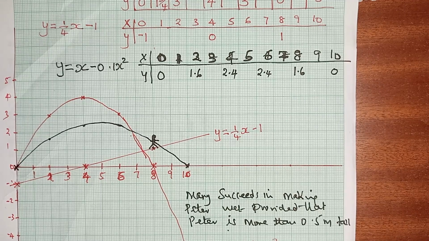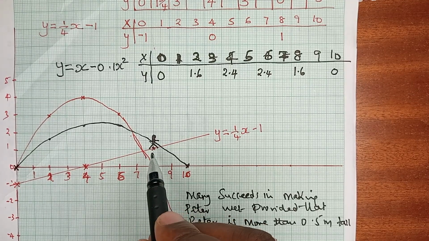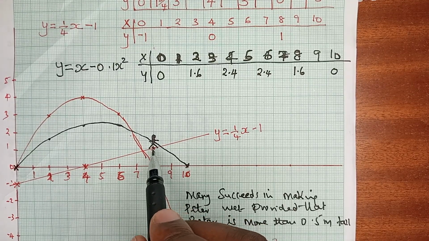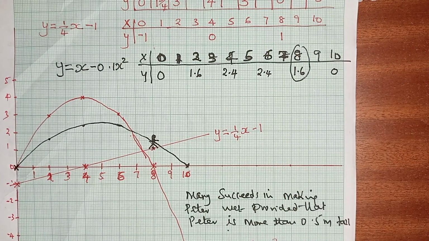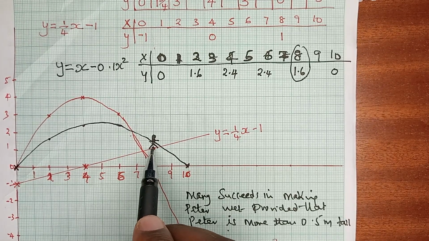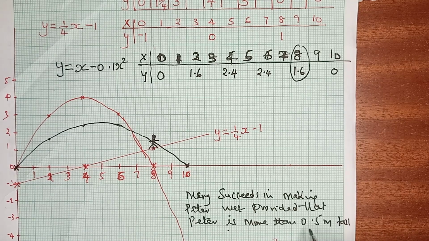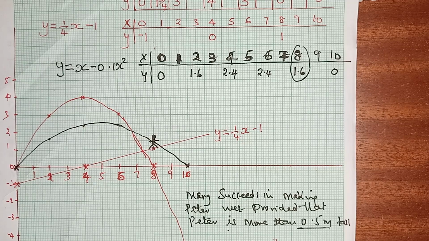Provided he is more than 0.5 meters tall, he will be made wet because he's standing here and the path of the water is passing through 1.6, as you can see there. So if Peter is more than 0.5, because this is already 1, the point will be at 1.5. Then Mary succeeds in making Peter wet. And that is the solution to that question. Thank you.